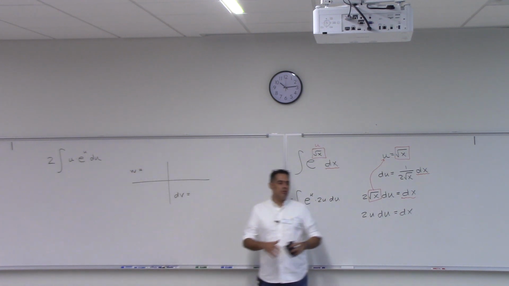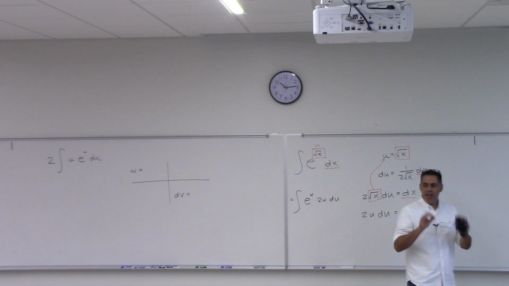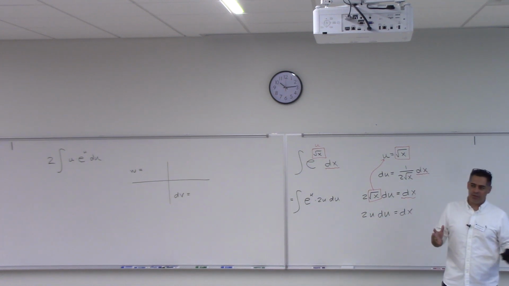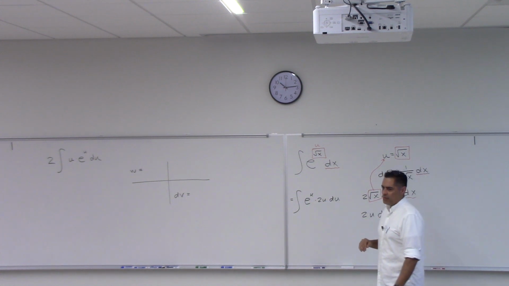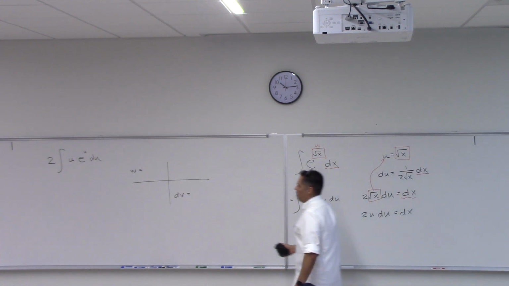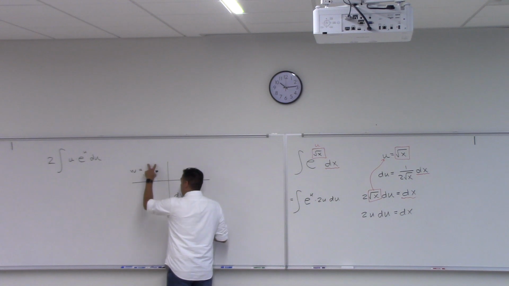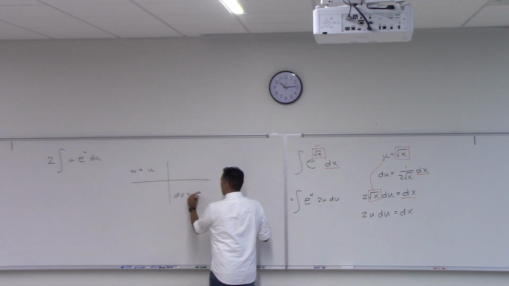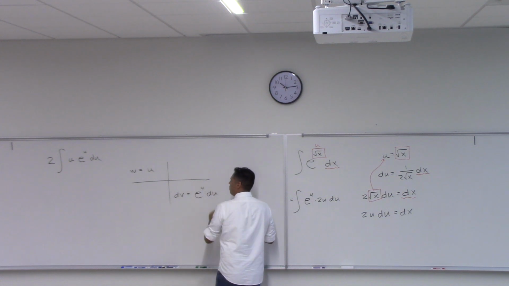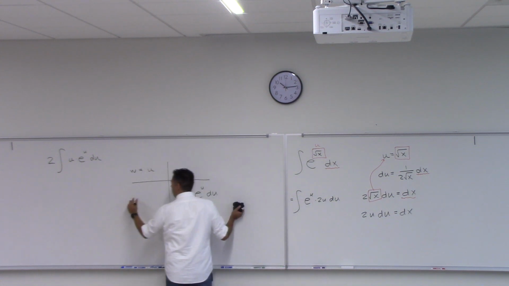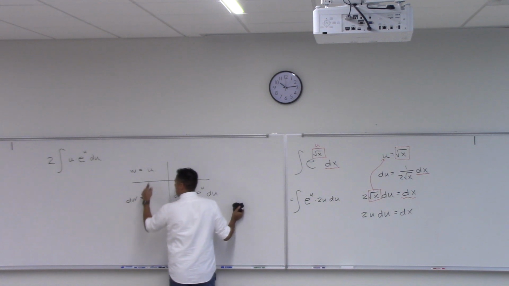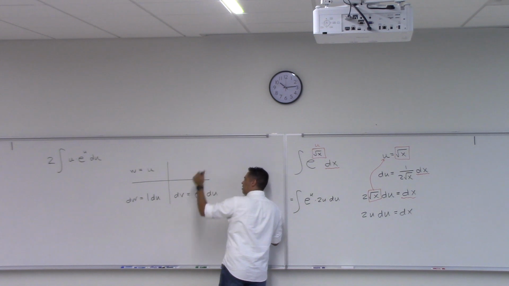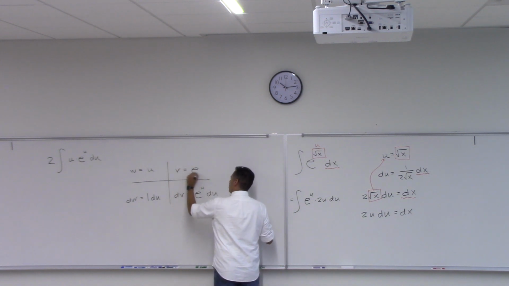So now your whole ultraviolet minus voodoo little cute saying goes out the window. You need to know the formula more for what happens as opposed to little cute sayings. So what am I gonna choose for my W? U. And then my DV will be e to the u du. What's the derivative of W? What's DW? 1 du. What's the antiderivative of e to the u? e to the u.